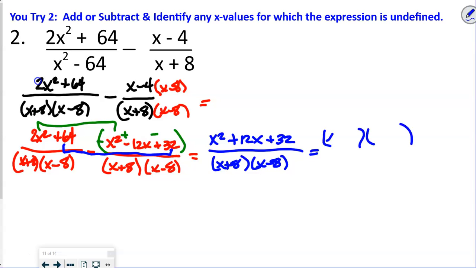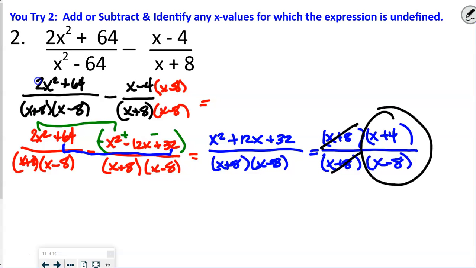So that's going to give me x and x. What are the factors of 32 that when added together give you a 12? That's going to be plus 8 plus 4. We've got this x plus 8 here, this x minus 8 there. Hopefully you can see what cancels out. So we're left with this.